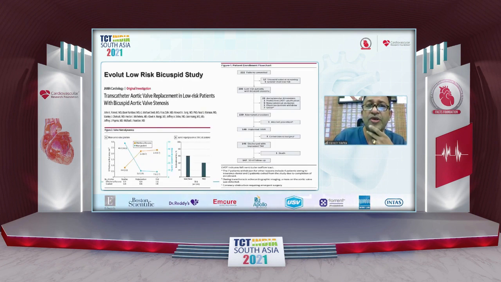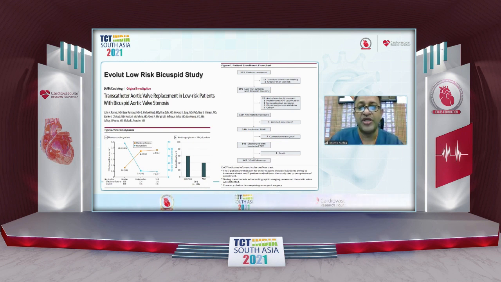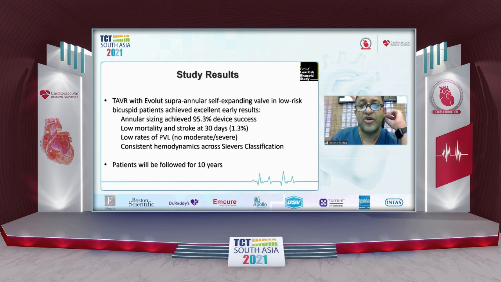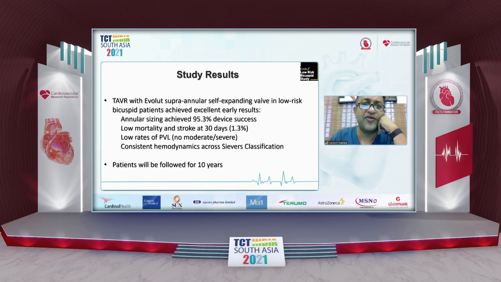Then came the Evolut Low Risk Bicuspid study, which was presented by Forrest et al. They found that they got a good orifice area with 2.3, 2.2, and that was associated with almost none to mild AR. No patient had moderate to severe AR. So that again told us that TAVR with the Evolut supraannular expanding valve, even in low risk patients, achieved excellent results, and annular sizing achieved about 95% device success, low mortality, low PVL. As I said, no moderate or severe PVL was noted, and consistent hemodynamics across all classifications. And these patients are going to be followed for 10 years.